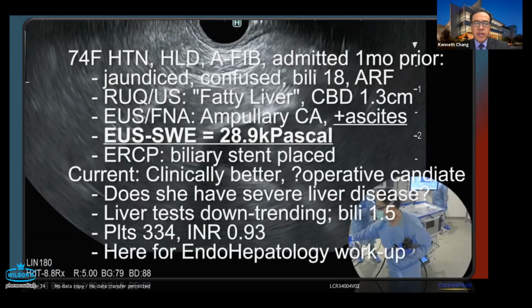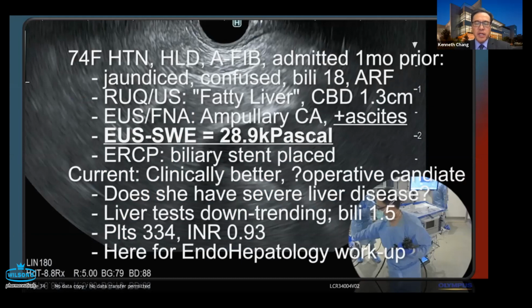So what I'd like to do now in the last 10 minutes or so is to show you some videos of the procedure in the setting of clinical vignettes so we can appreciate the utility of this in everyday life in patients with liver disease.